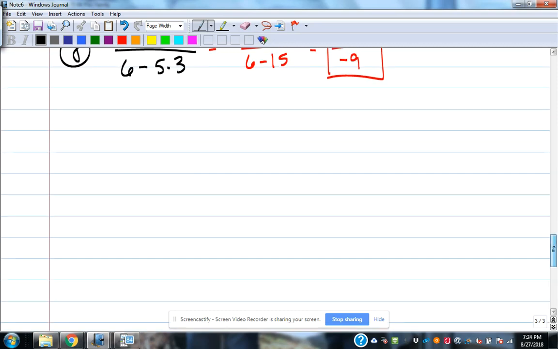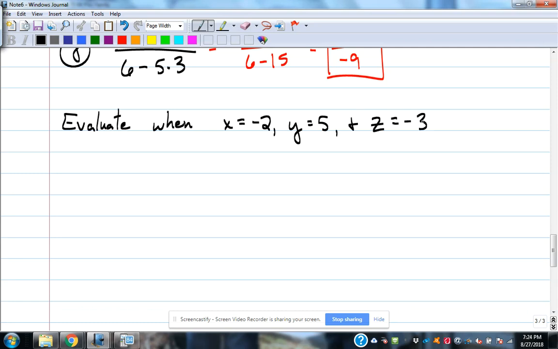Next thing in the evaluating. If I ask you to evaluate something, what am I asking you to do? Check it out. Work it out. Get the answer. So we're going to evaluate when x equals -2, y equals 5, and z equals -3.